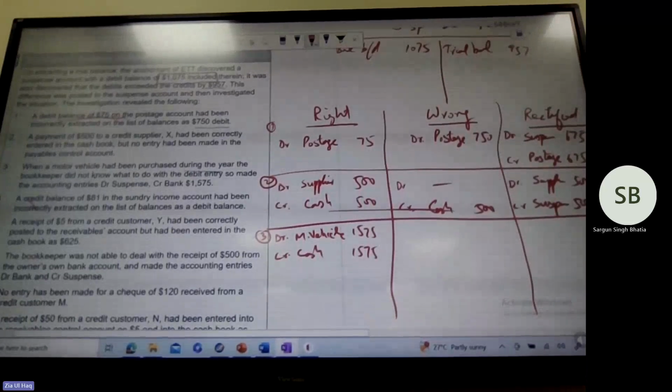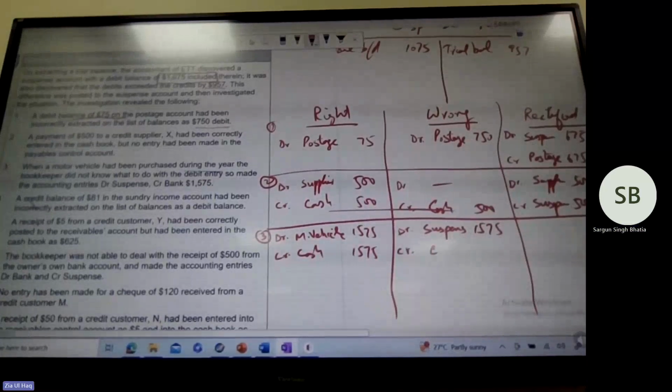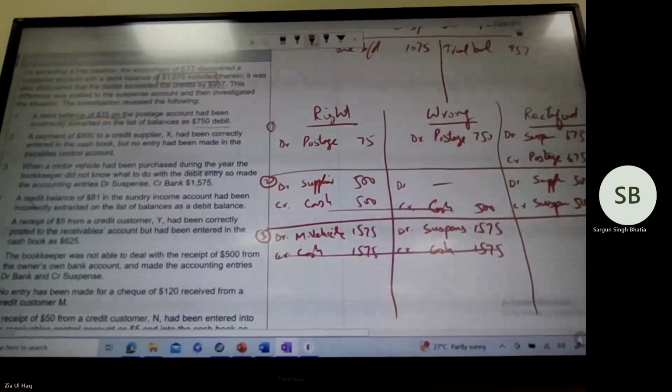So when a motor vehicle had been purchased during the year, the bookkeeper didn't know what to do with the debit entry, so made the accounting entries debit suspense and credit bank account. I mean, what he has done is debit suspense instead of motor vehicle with 1575 and credit cash at bank 1575. So this cash has been correctly recorded.